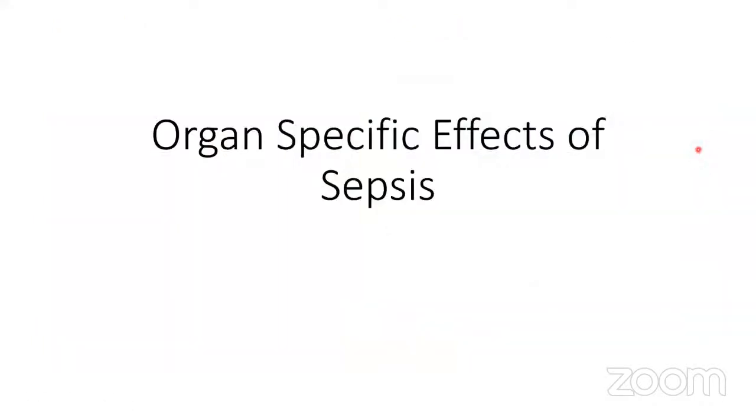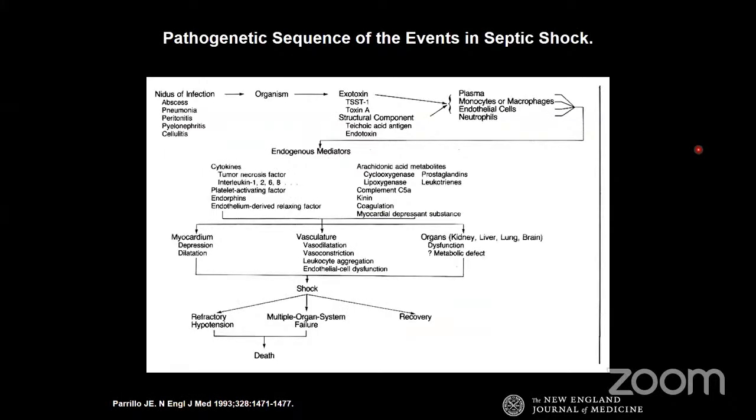Okay, so those were some general features. Now let's go to organ specific effects of sepsis. First one is septic shock. Like our patient, I think the patient had septic shock. So this is just a repetition of what I've already told you.